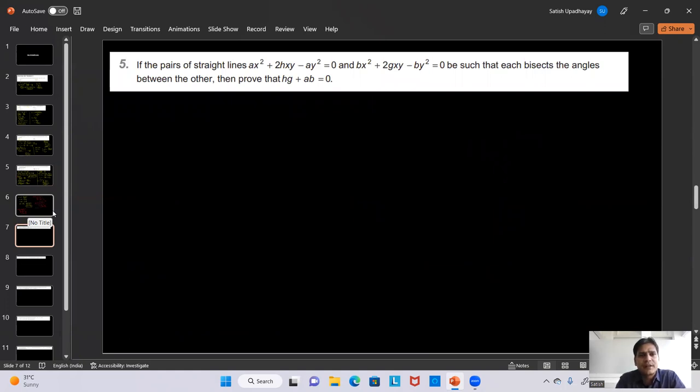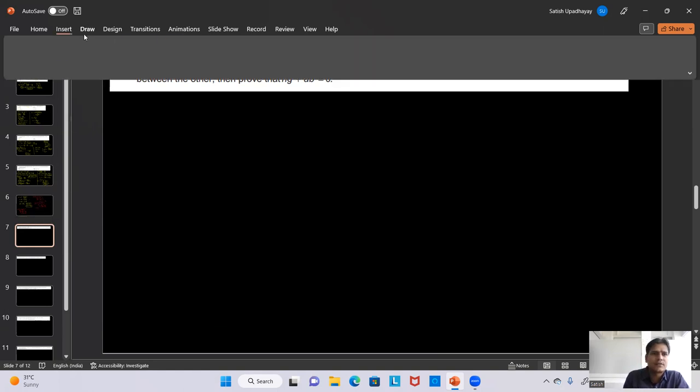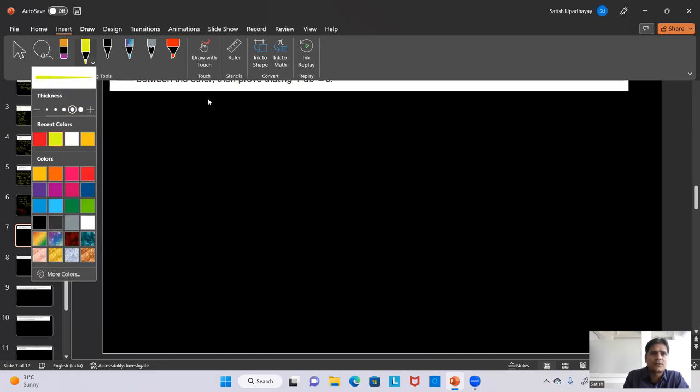If the pairs of the straight lines ax square plus 2hxy minus a square equal to 0 and bx square plus 2gxy minus by square equal to 0 be such that each bisects the angles between the other, then prove that hg plus ab equal to 0. So the first equation is representing a pair of straight lines. I'm just writing the equation first, then maybe we'll talk.